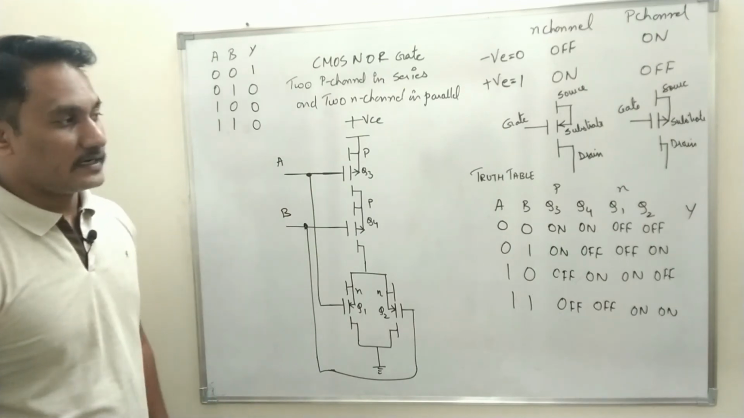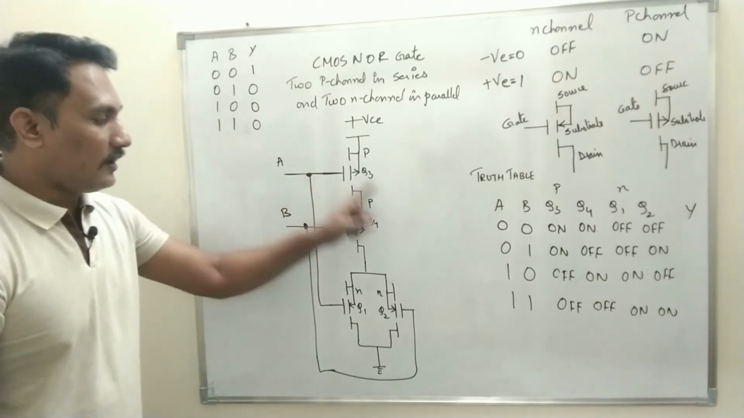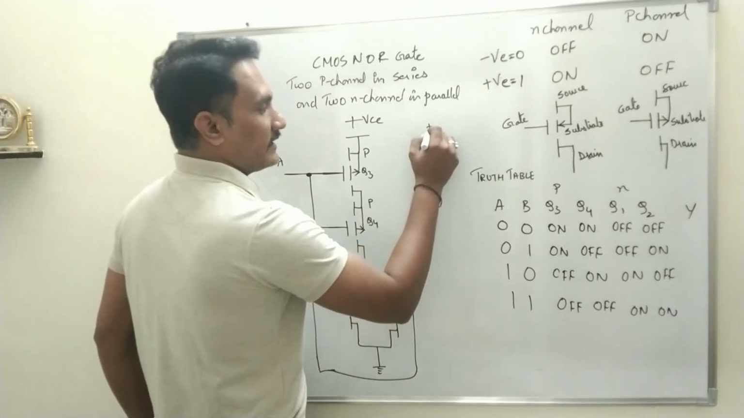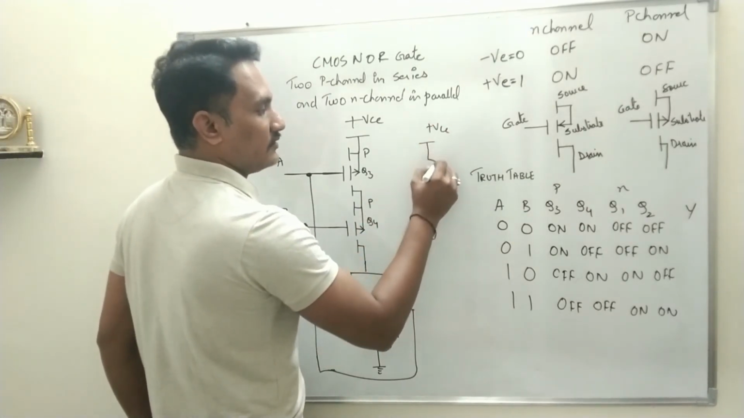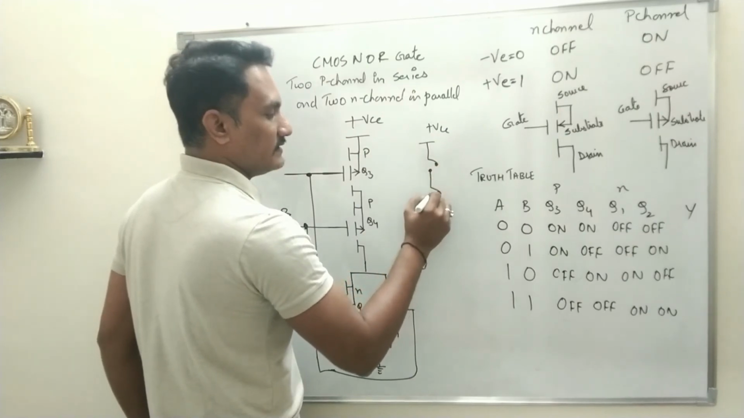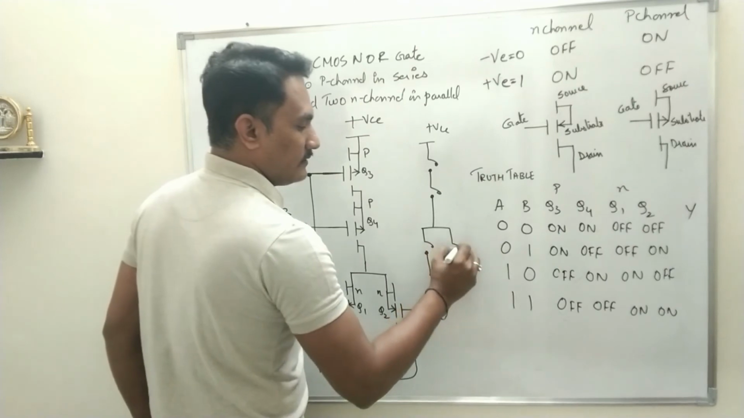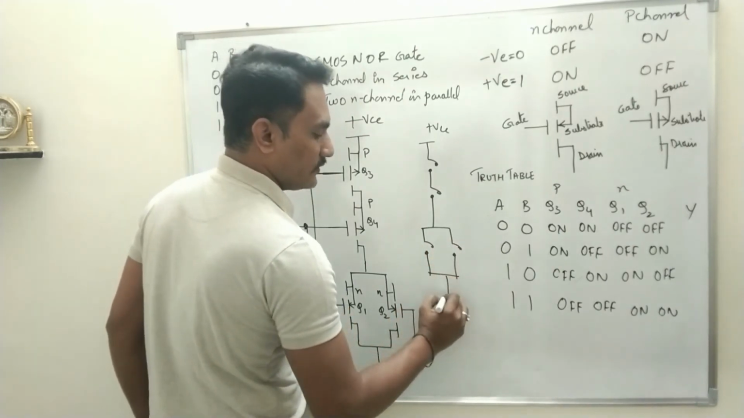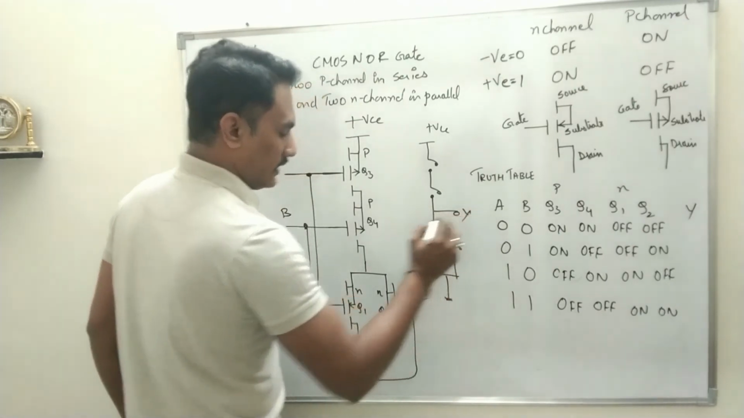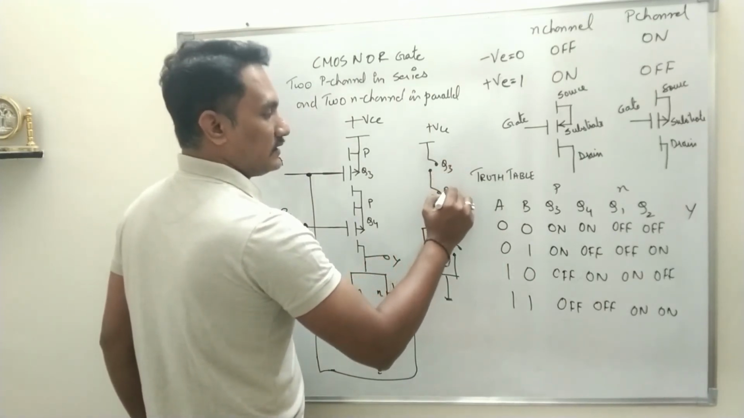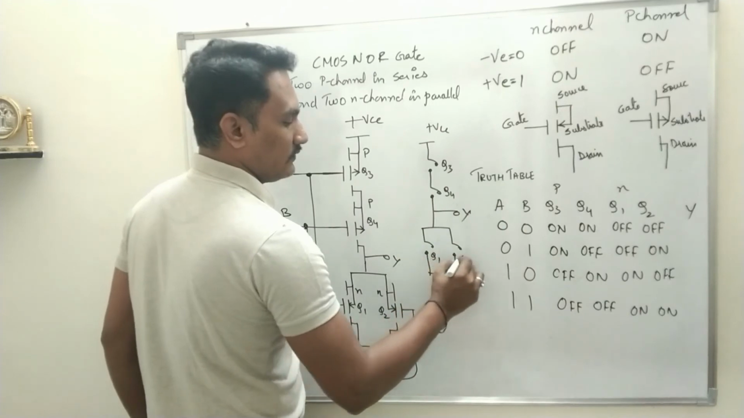Let us now try to understand, using a truth table, the operation of this circuit. Again, as I said, I will draw a simplified diagram so that you can understand. 2 switches connected in series and then 2 switches connected in parallel between the positive terminal and ground. Output will be taken between these two. So this is Q3, Q4, Q1, Q2.